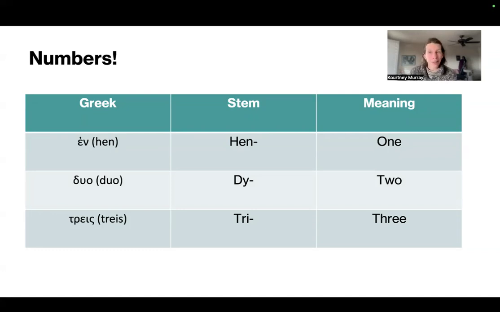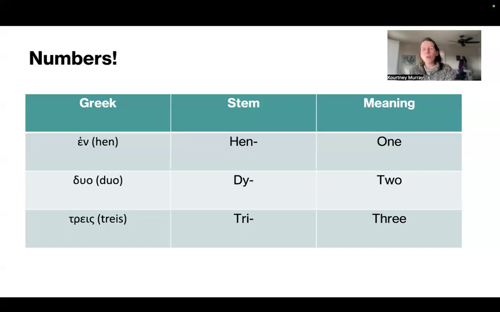But just as an FYI, the first word we're learning here today is hen for one. The feminine form of the word hen is mia. So the name Mia, I mean, who knows why people use it, but technically that's the Greek word for one. But here we are learning hen, the neuter form. So this gives us our stem hen, and that means one.